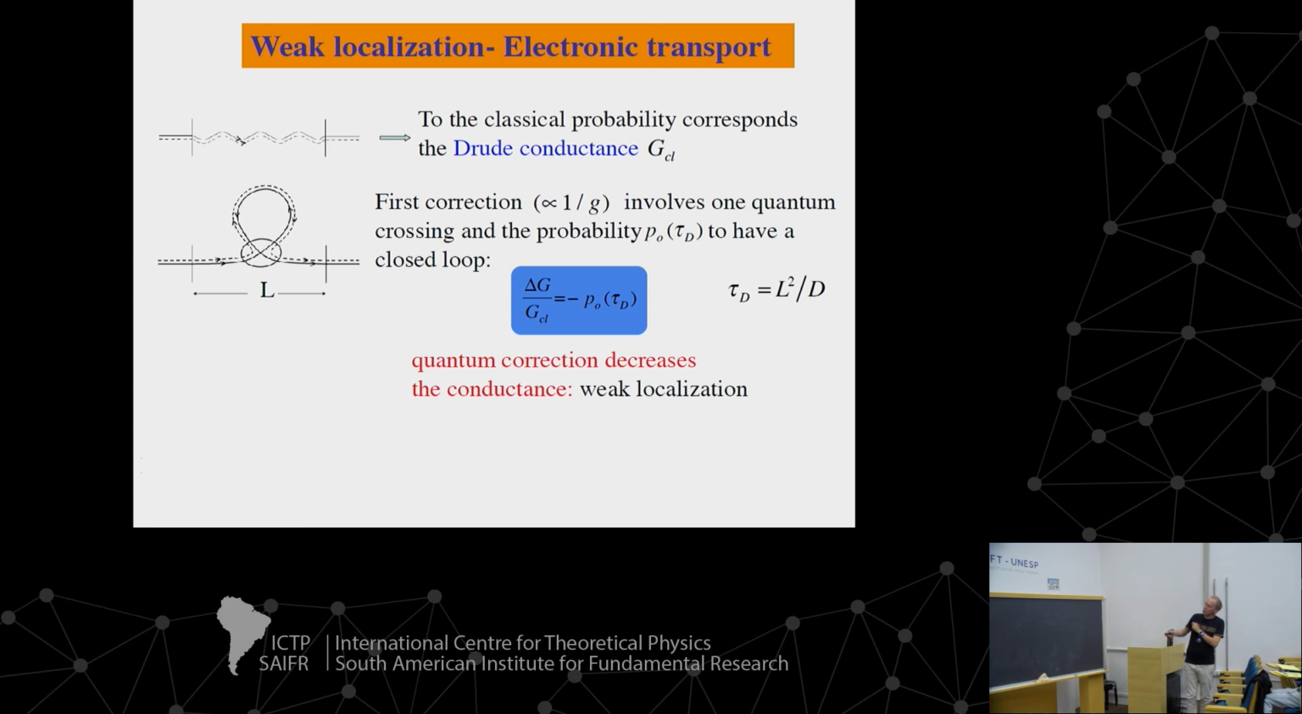to the classical conductance is just given, after you do the calculation, by the probability to have a closed loop here, and it goes with a minus sign. The probability to have a closed loop, as a function of tau d, which is this tau less time. As you see, quantum correction decreases the conductance, and this is called weak localization. And this is always so for just scalar waves.